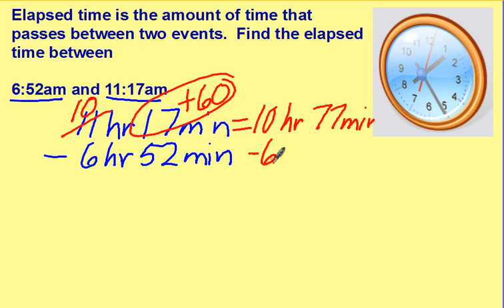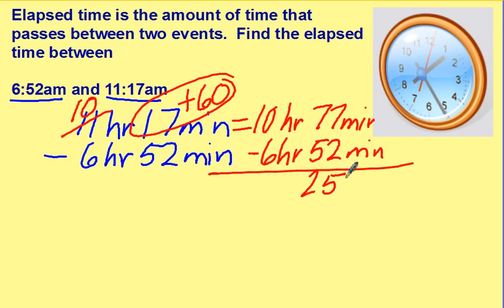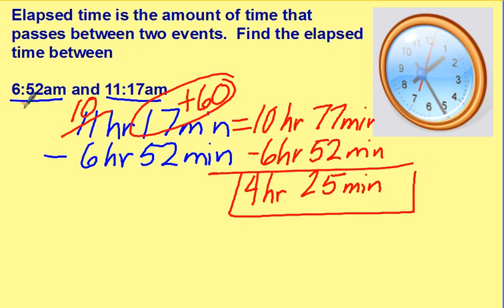Now you can take away your 6 hours, 52 minutes, without any trouble. Subtracting here, you get 25 minutes. Do your minutes first. 4 hours, 25 minutes. And that is the time that passes between 6:52 a.m. and 11:17 a.m.